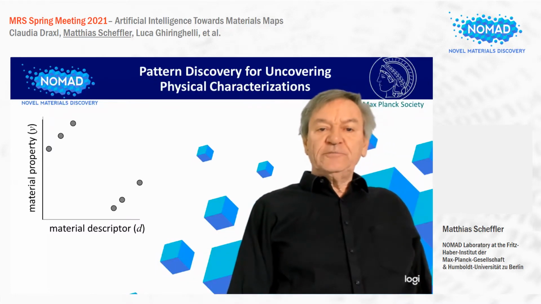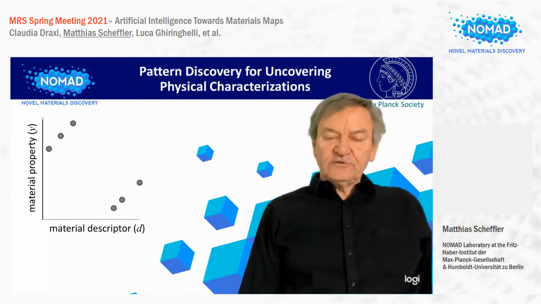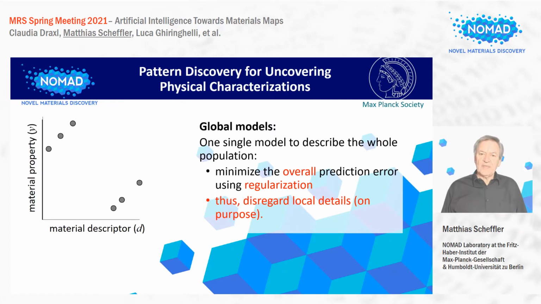In this tutorial picture, I plot the material's property Y as a function of the materials descriptor D. Machine learning employs a global model. That is, it uses a single model to describe the whole population. It therefore minimizes the overall prediction error using regularization. This means that we disregard local details on purpose. Thus, with these gray data points and using a global model, here a linear regression, the best fit looks like this.